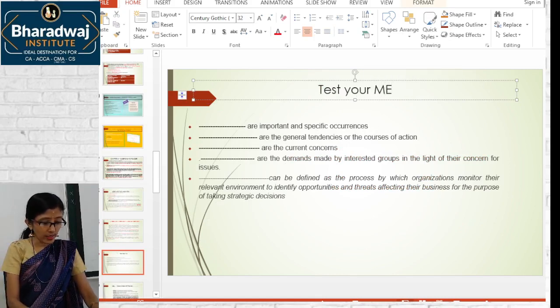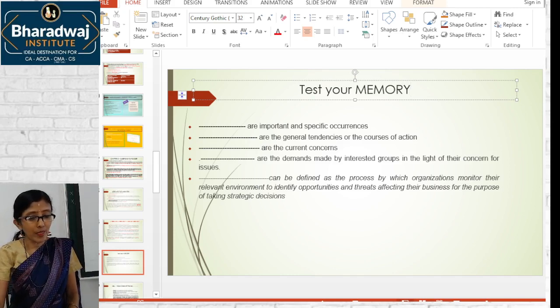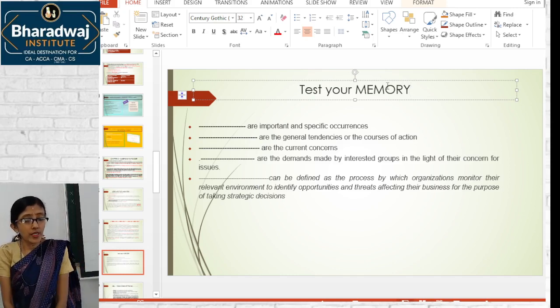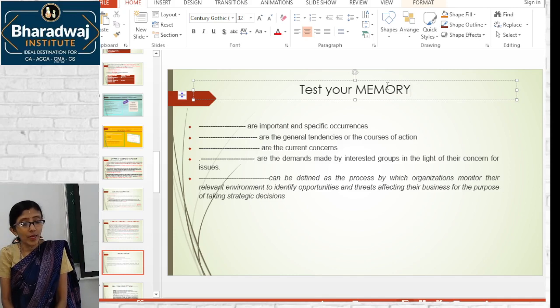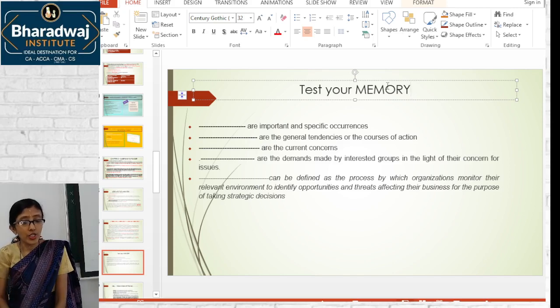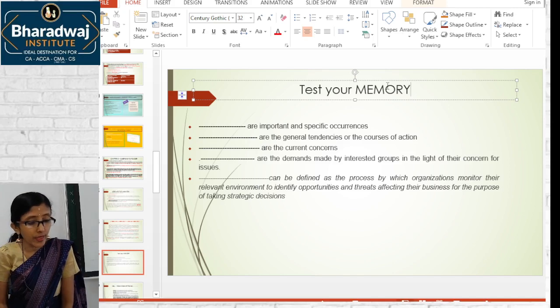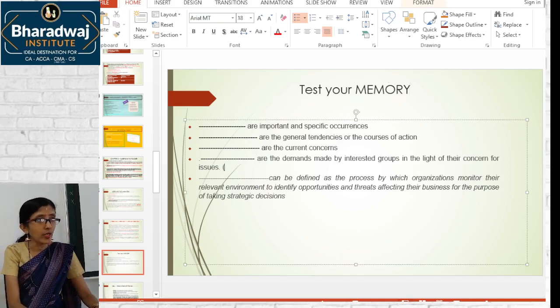Please do this exercise now. Dash are important and specific occurrences. Dash are the general tendencies or the course of actions. Dash are current concerns. And dash are the demands made by interested groups in the light of their concern for issues. And dash can be defined as a process by which organizations monitor their relevant environment. So I'm going to give you options and you can do it. Okay, that is better, no?